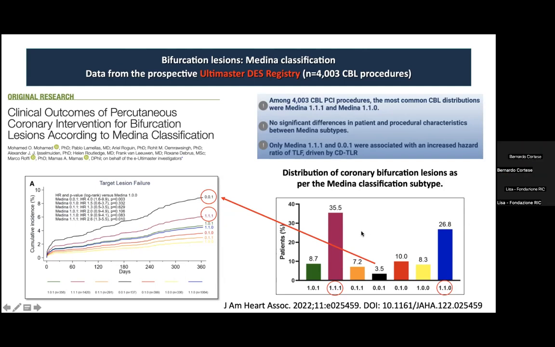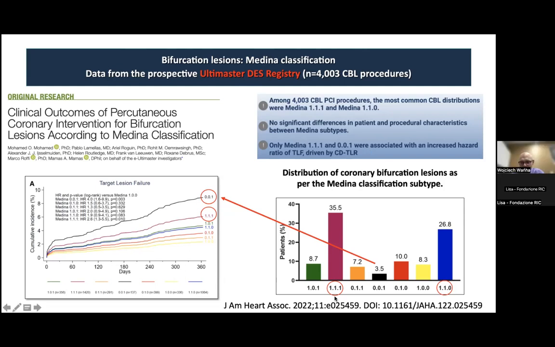Excuse me to interrupt, Wojciech. I wanted to ask Stefania, Claudio, and Simona, is it quite clear to you what the Medina classification is? Do you remember the previous lesson, or do you want another explanation of this classification? No, for me it's clear from the previous lesson. Thank you. Okay, great. So please go ahead.